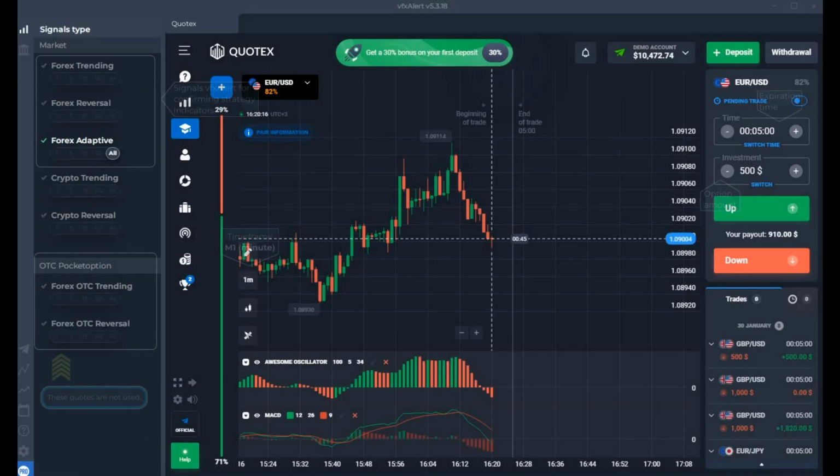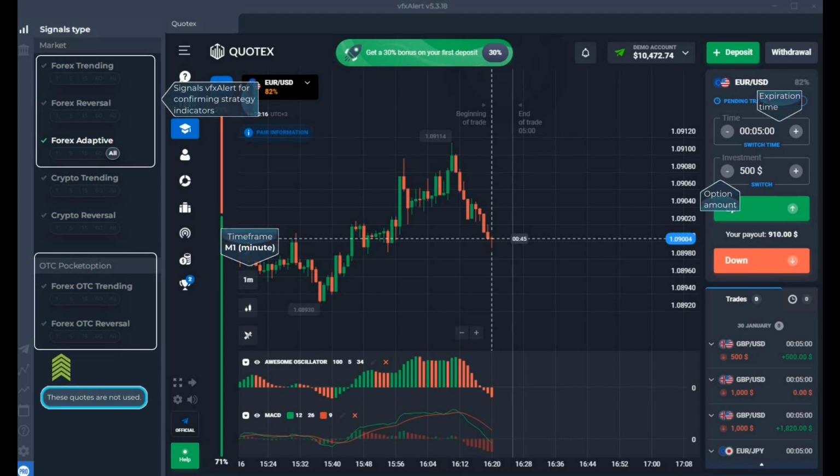Set the minute time frame. The option amount is 5% of the current deposit. Expiration is 5 minutes. We confirm the strategy on vfxAlert. We only look at Forex market signals. We do not use OTC signals.